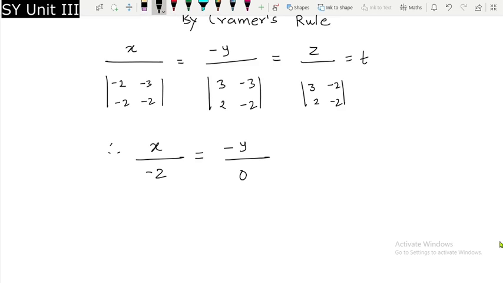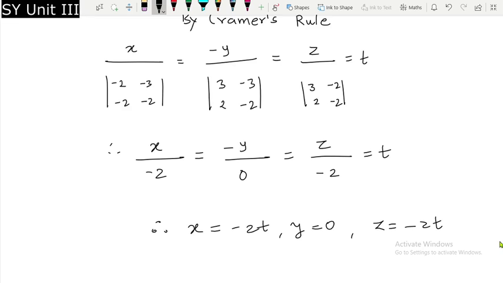So over here you will have 0, which is equal to z upon, you will have minus 6 and I guess plus 4. So minus 6 plus 4 is going to be minus 2 again. So minus 2 will be equal to t. Therefore, my value of x will be minus 2t, value of y will be 0, and value of z will be minus 2t, where this t is a parameter. Okay. So therefore, you got the eigenspace over here.